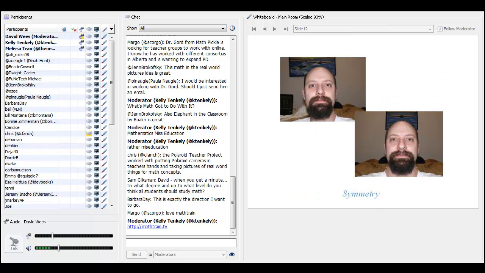So another simple idea I did with 6th graders, symmetry. Have them take pictures of, or find pictures on Google Images, whatever, of their favorite celebrities. Take the picture, split it down the middle, look at the lines of symmetry. So they flip it back and forth.